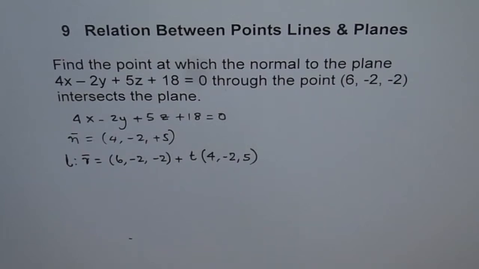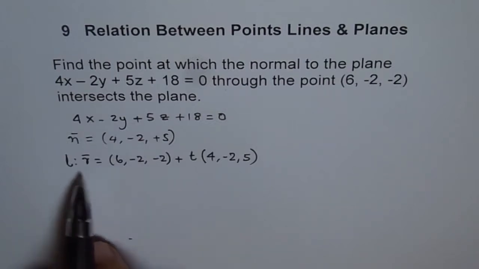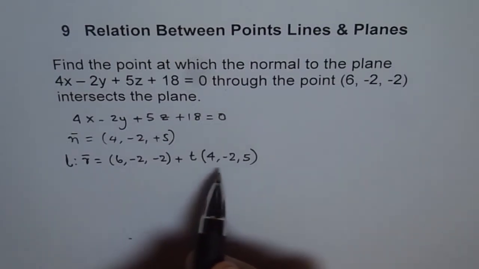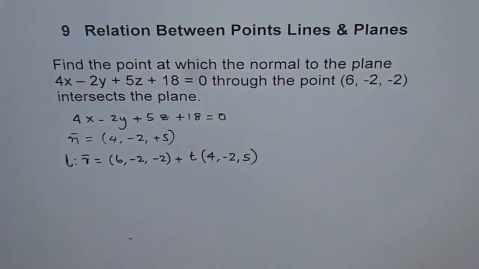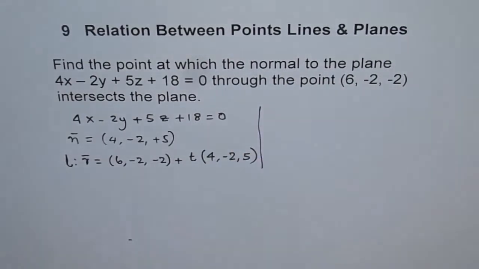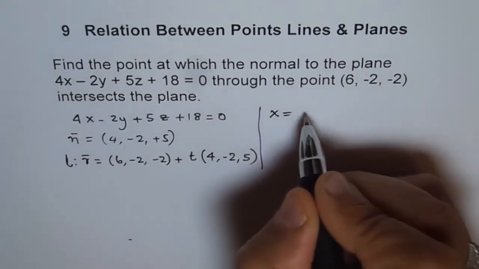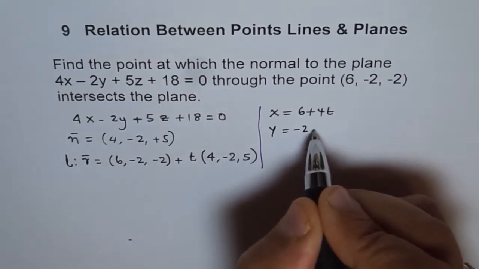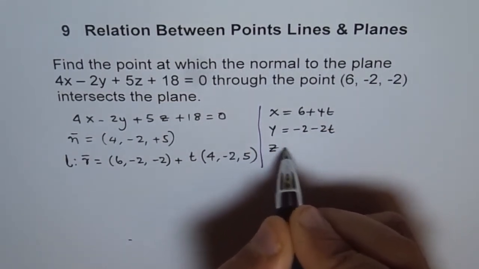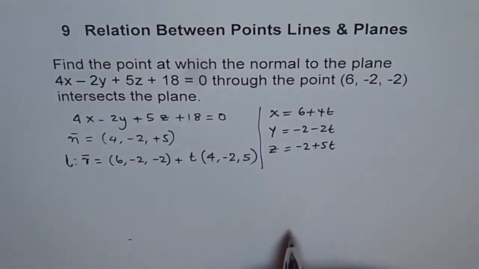Now to find the point of intersection, we need to put these x values into this line and then figure it out, right? Let's write this vector equation in parametric form. Then we have x equals 6 plus 4t, y equals minus 2 minus 2t, and z equals minus 2 plus 5t. Okay, so these are my general points on the normal.